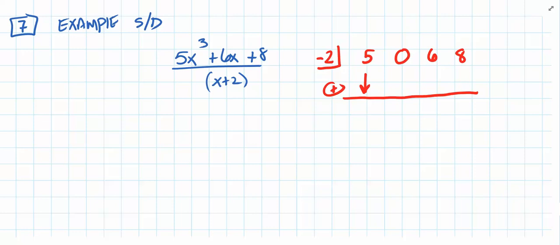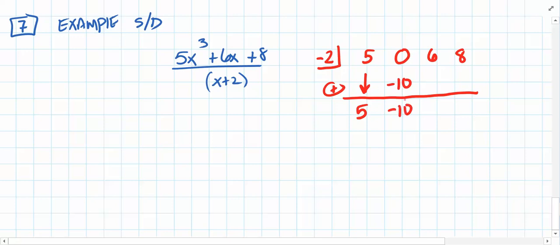5 times negative 2, negative 10. Add these up, what do you get? Negative 10. Multiply them, what do you get? 20. Add them up, what do you get? 26. Multiply them, what do you get? Negative 52. Add them up, what do you get? Negative 44. So what is the quotient then?